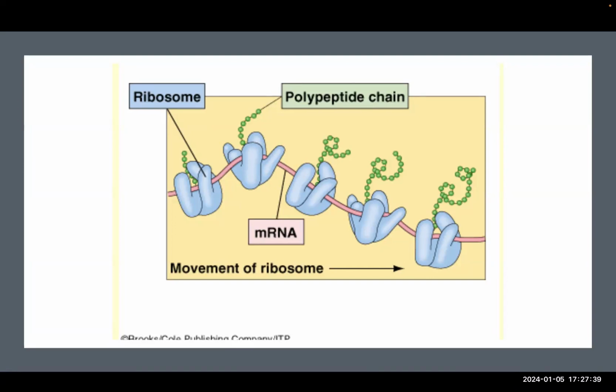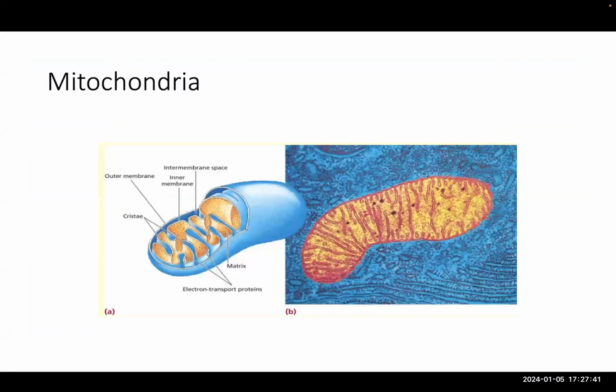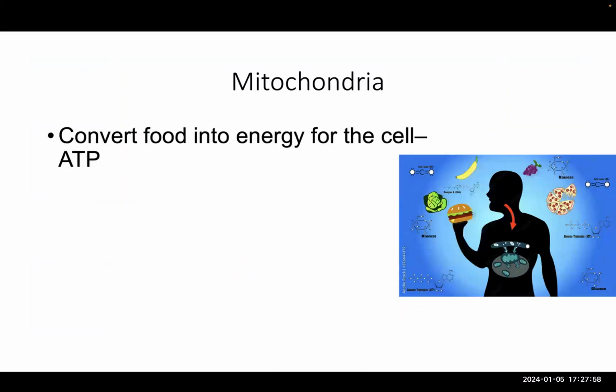And then another structure that we have inside the cell is mitochondria. Mitochondrion is the singular, mitochondria is the plural word. What mitochondria do is convert food into energy for the cell, and that energy is something that we call ATP. Maybe you've heard that before.